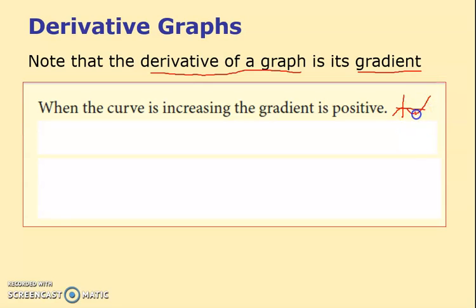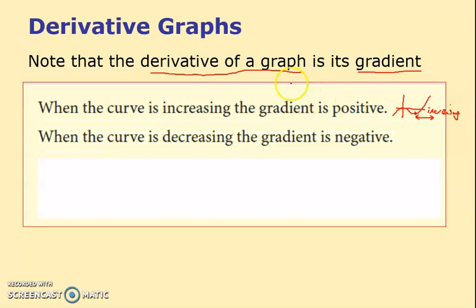So for instance, from there onwards, and in other places, that section of the graph is definitely increasing. And we say its gradient is positive. When the curve is decreasing, it's negative. So let's find that. In between there and there, you can see from here down to here, it is decreasing. And at that point, the gradient is negative.